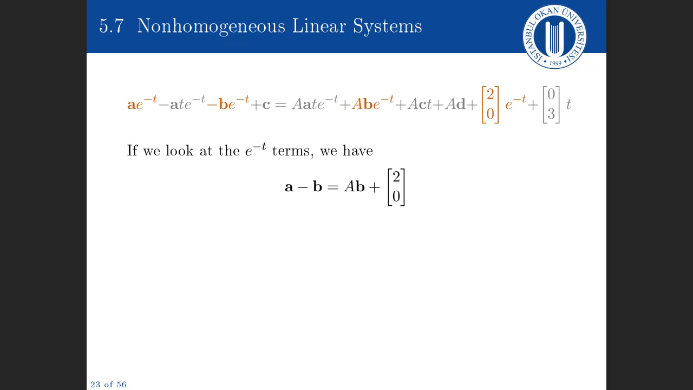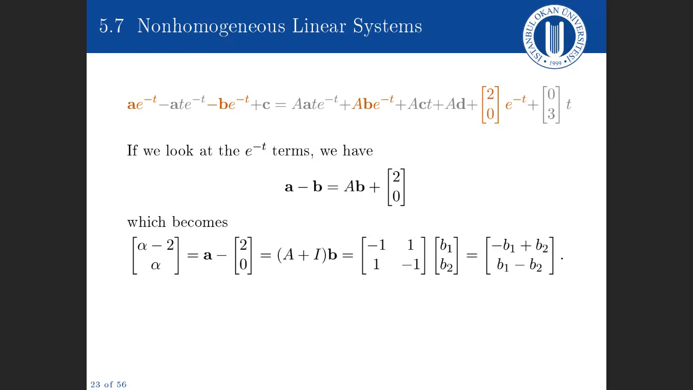Now let's look at the terms involving e to the power minus t. I've highlighted these in orange. On the left, there's a minus b. On the right, capital A b plus 2, 0. If I rearrange that, I have A plus I times b on the right, that's Ab here, and the minus b, take that over, becomes plus b. And on the left, we could have a minus 2, 0. A, remember, was alpha, alpha. So on the left, it's alpha minus 2, alpha. And then over here on the right, A plus I is minus 1, 1, 1, minus 1. Multiply that by b, we get minus b1 plus b2, b1 minus b2.